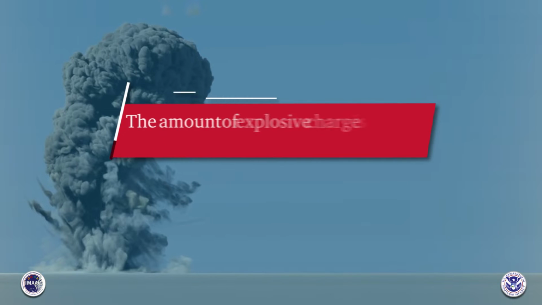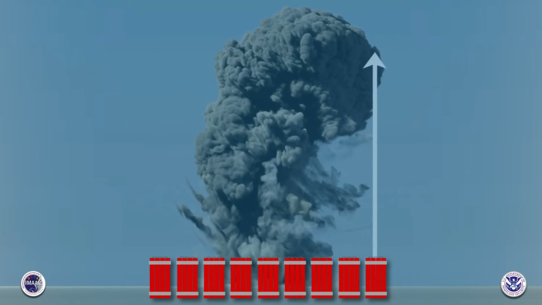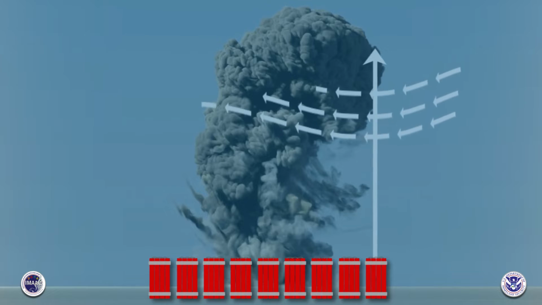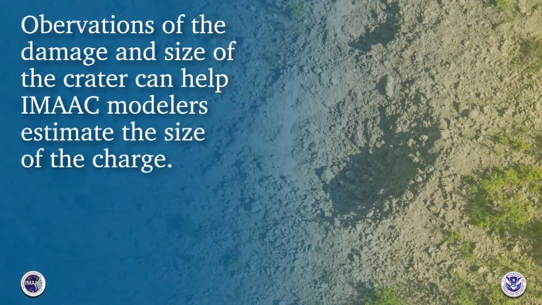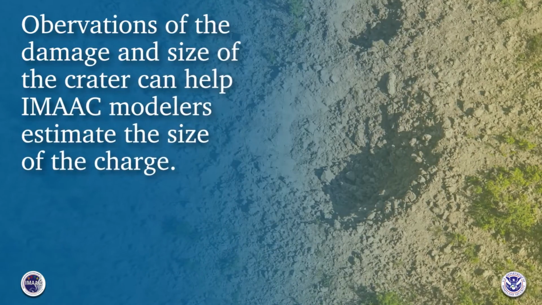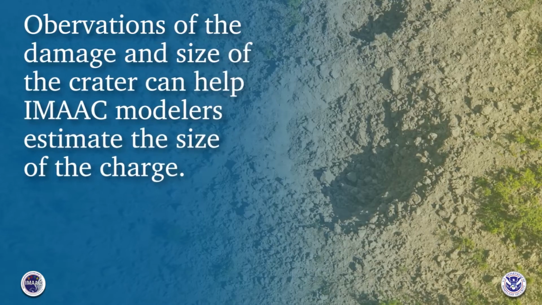The amount of explosive charge is typically described as the equivalent mass of TNT that would have the same explosive energy as the device. The size of the explosive charge affects how high the particles are carried in the air, which then affects how far they are transported downwind. Observations of the damage caused by the blast and the size of the crater that is left in the ground can help IMAAC modelers estimate the size of the explosive charge.